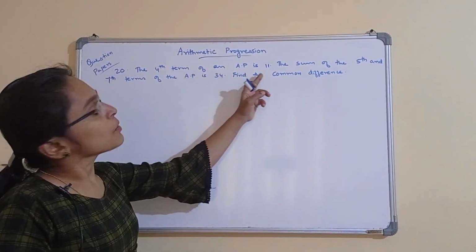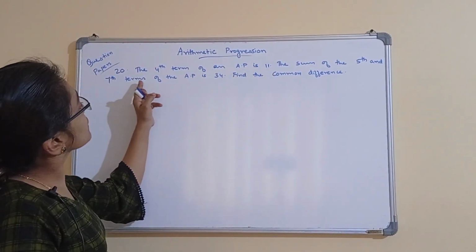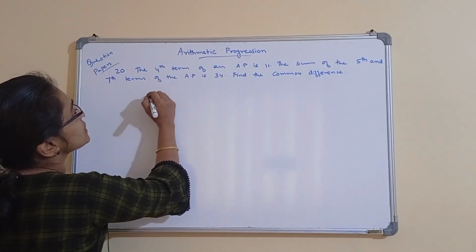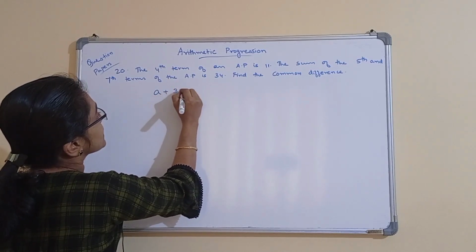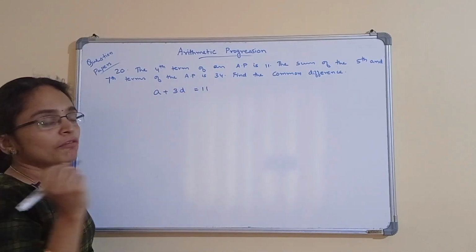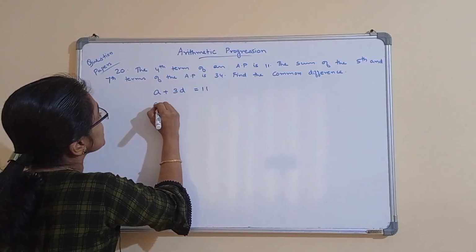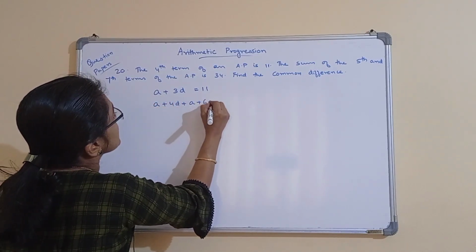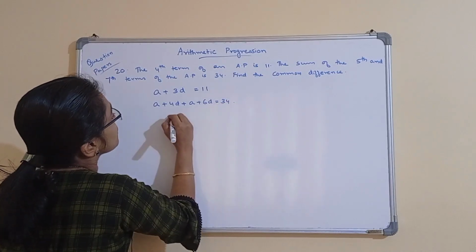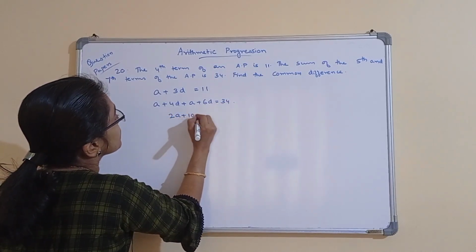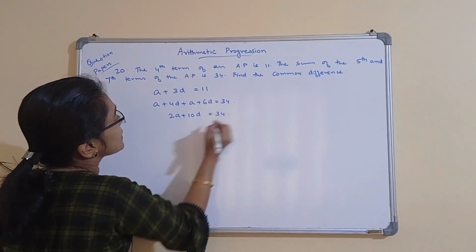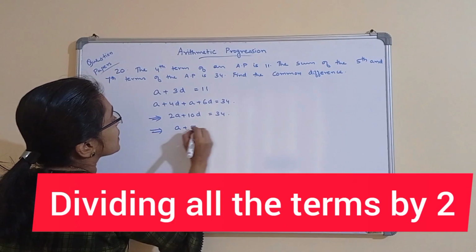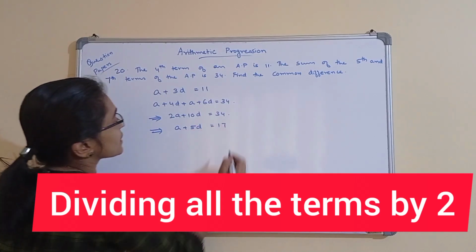Next, the fourth term of an AP is 11. Sum of fifth and seventh terms is 34. Find the common difference. Fourth term is 11, a plus 3d equal to 11. Sum of fifth and seventh terms is 34, a plus 4d plus a plus 6d equal to 34. Which means 2a plus 10d equal to 34. And that means a plus 5d equal to 17.